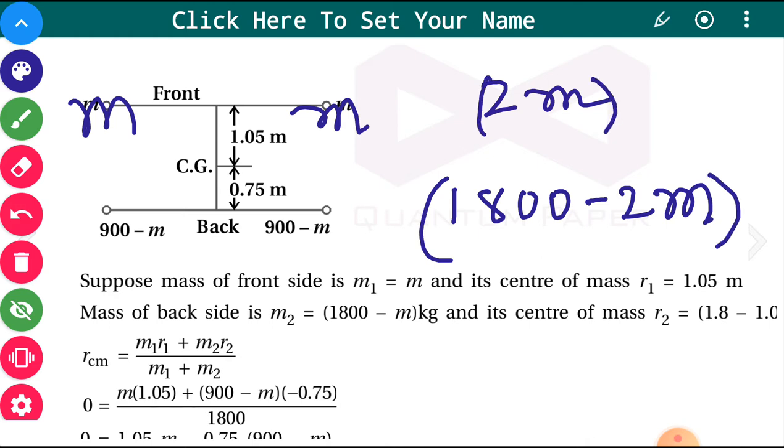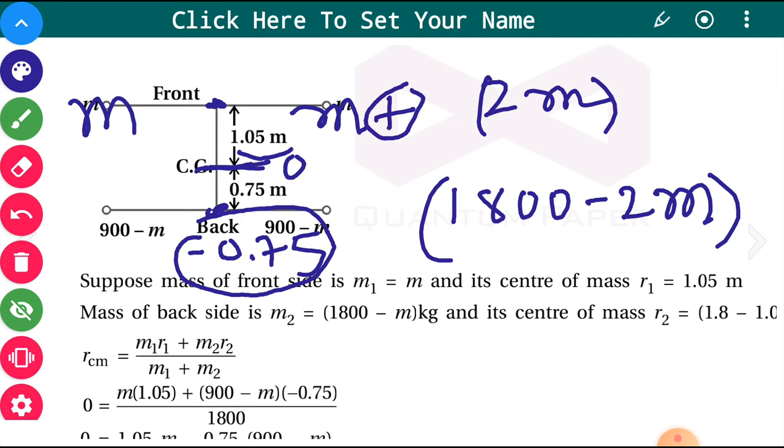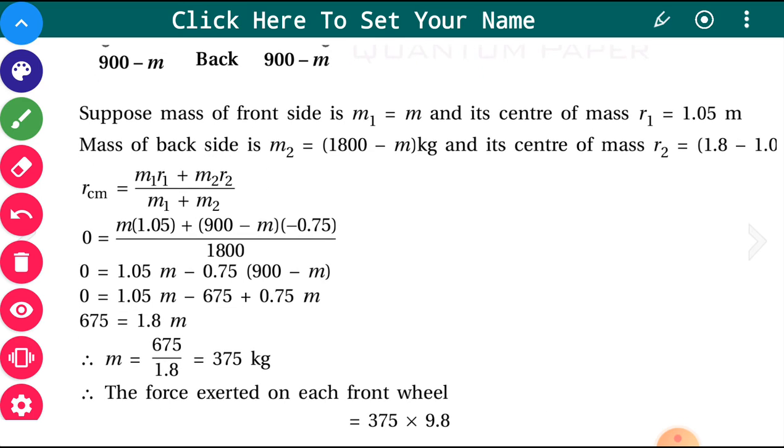Try to understand. Now consider this front side; the center of gravity is at 0. The front side has coordinate 1.05, which is positive, and the back side here will have coordinate minus 0.75, because it is in the backward direction. So one coordinate is positive and the other is negative. This is your R1 and this is your R2.